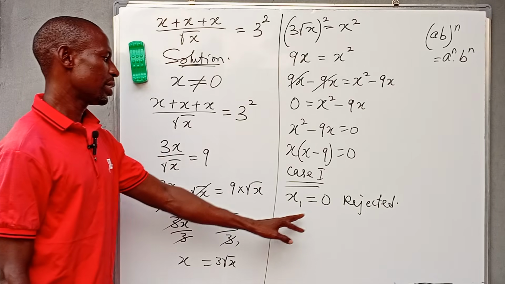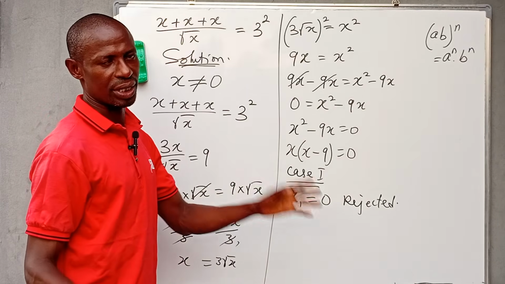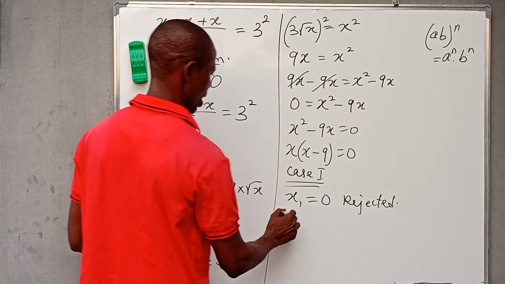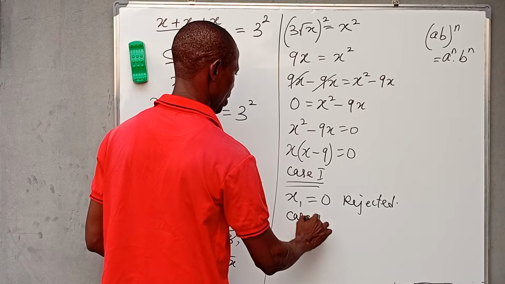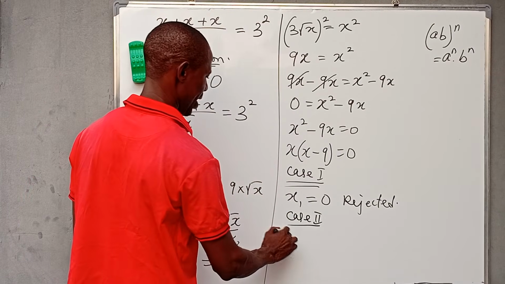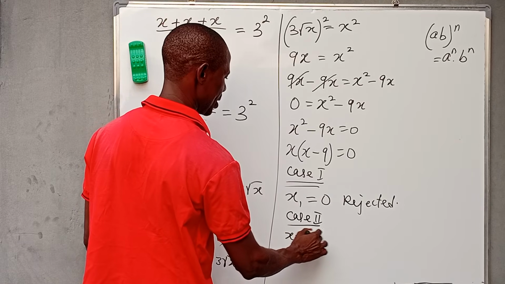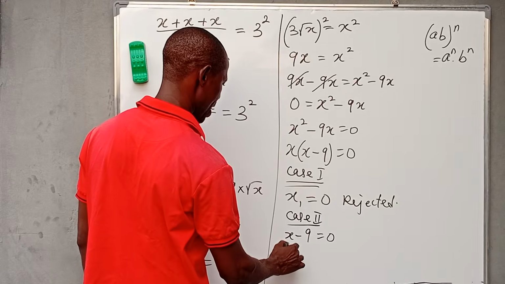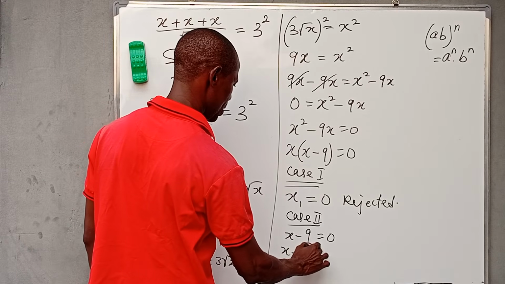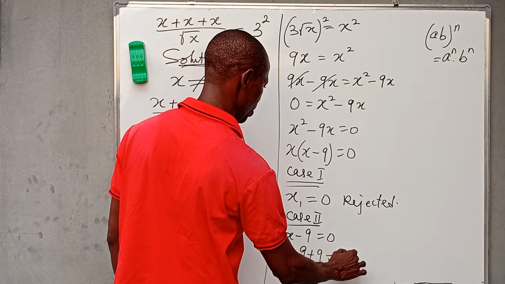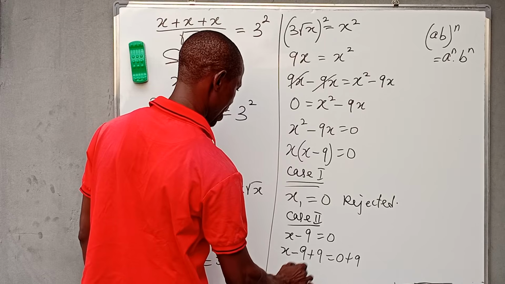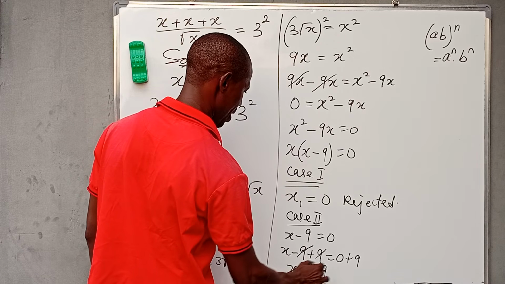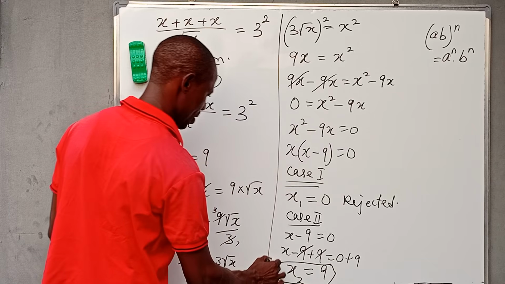So if x1, which is 0, is rejected, then how do we get the second root? So we have our case 2 here. In case 2, we have x minus 9 equal to 0. Add 9 to both sides of the equation, and we're going to have x minus 9 plus 9 equal to 0 plus 9. So we now have x equals 9.